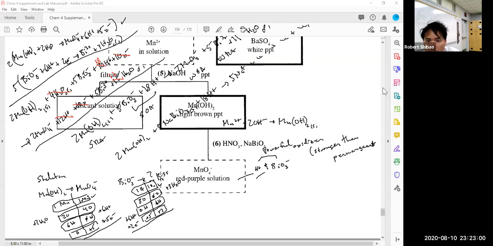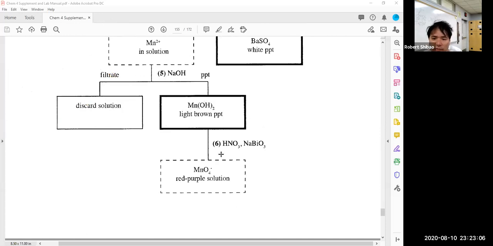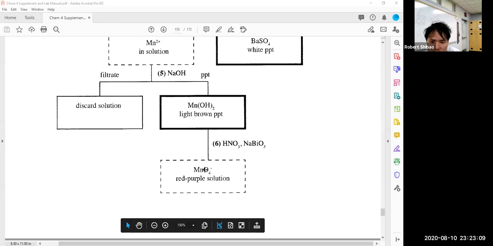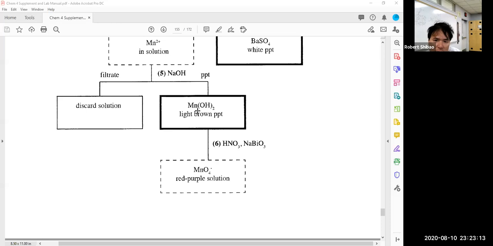So basically this is what's going to happen here. We're going to form the purple solution. Permanganate has a characteristic grape juice color to it. And so what's going to happen is we're going to get some purple solution formed from this. If we get a purple solution indicating permanganate, then this is a positive test for manganese 2. Looking for that purple solution there.